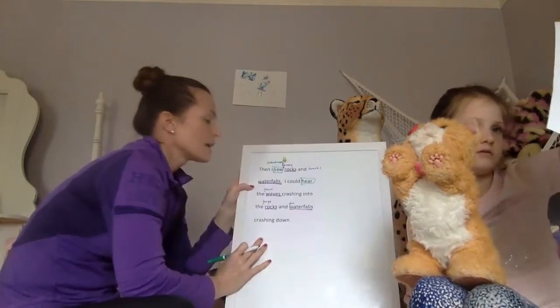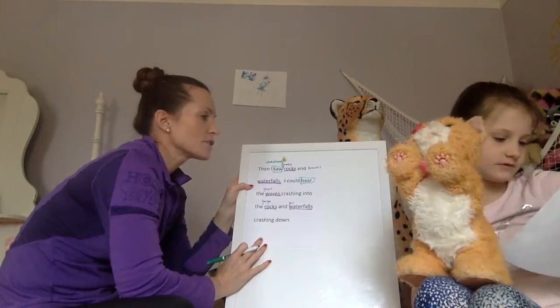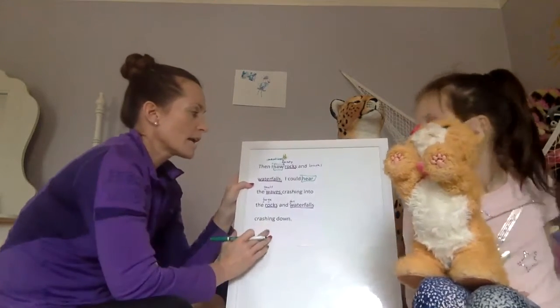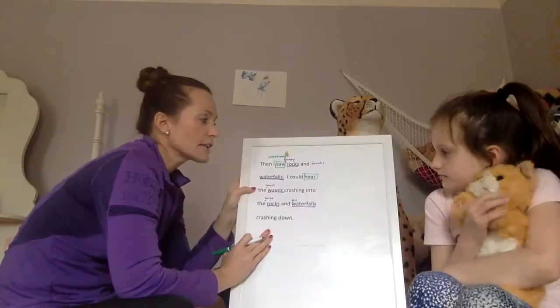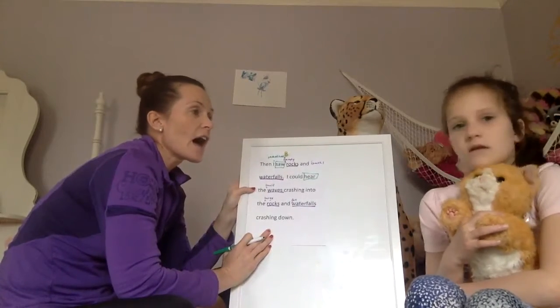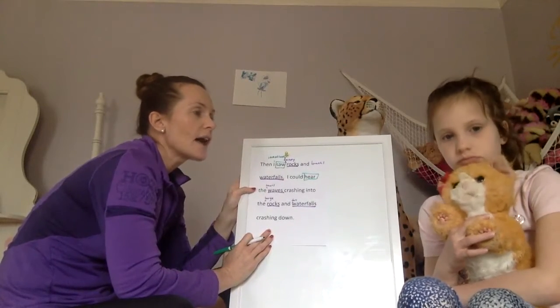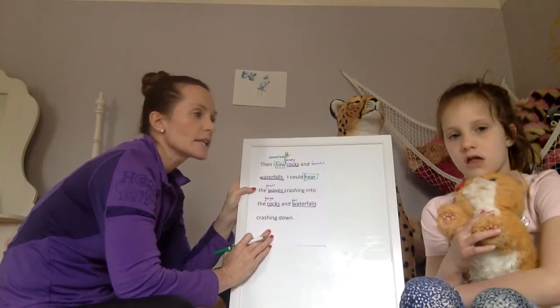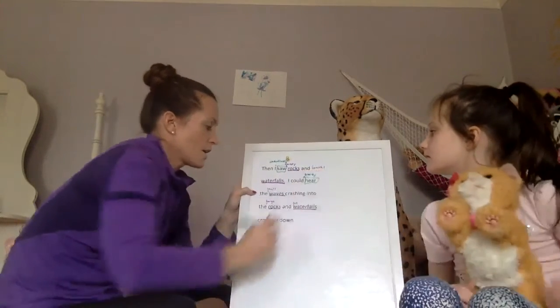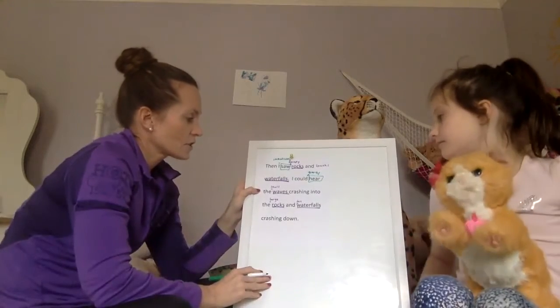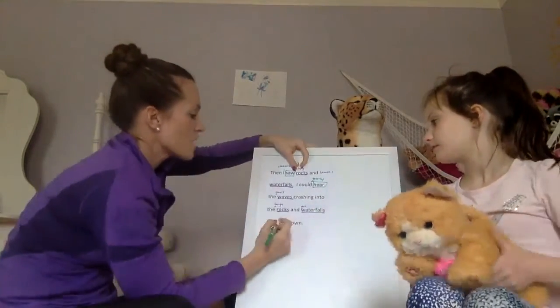I could clearly hear. What kind of hear do you want, Madison? Can you put that down for me? It says I could hear the waves. I could clearly hear. I could faintly hear. I could almost hear. I could totally hear the small waves crashing into the large rocks and the waterfalls crashing down.